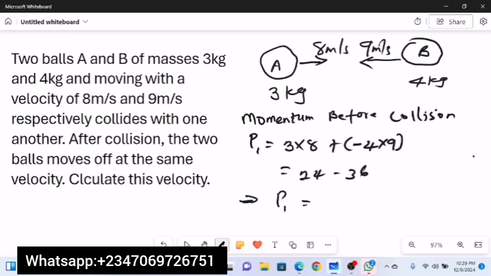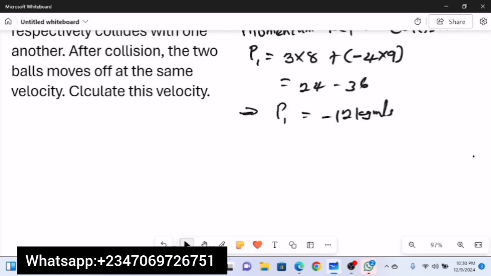That simply gives us negative 12 kilogram meter per second. Now, the question says after collision, the two balls move off with the same speed. So after collision, let's give a pictorial diagram to represent that. Obviously, since the mass of ball B is larger than that of A, it means the two balls will move in the direction of B.